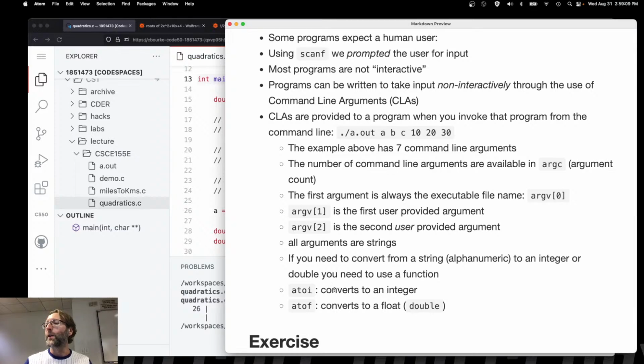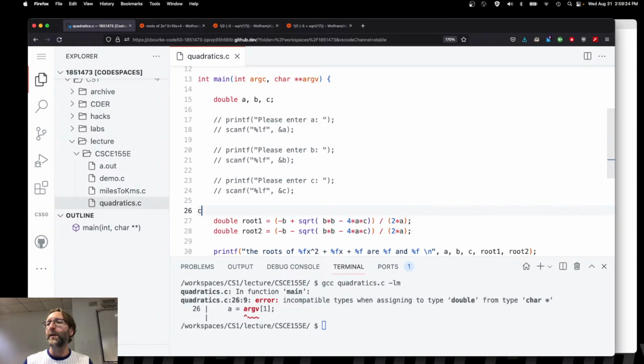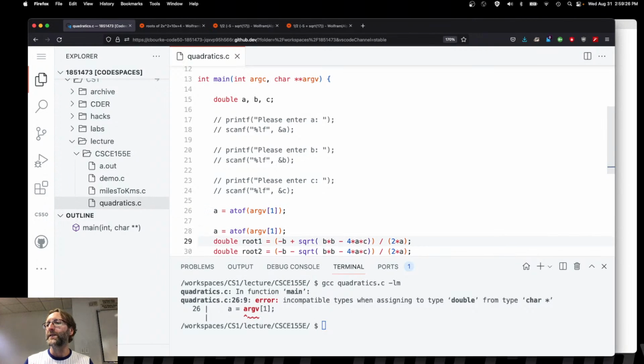How do we convert from a string, an alphanumeric string, to a floating point number? Right? Because it's a double. We surround it with atof. There we go. Copy, oops, copy, paste, paste.